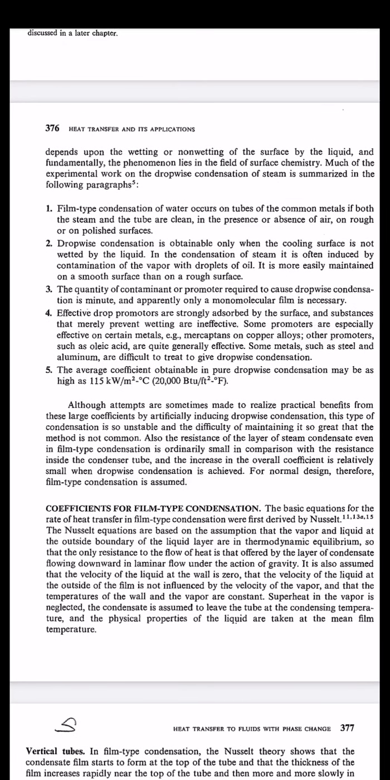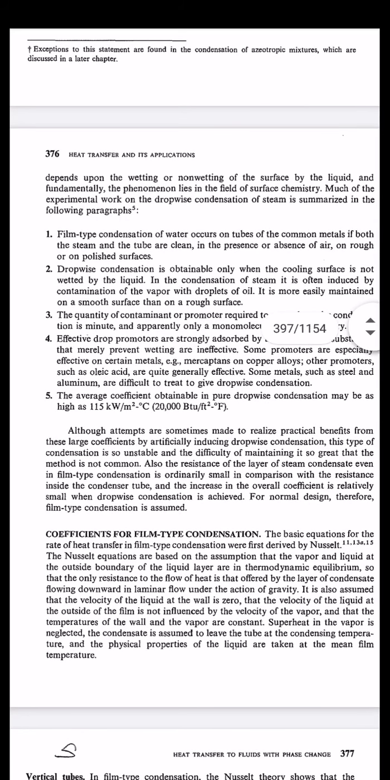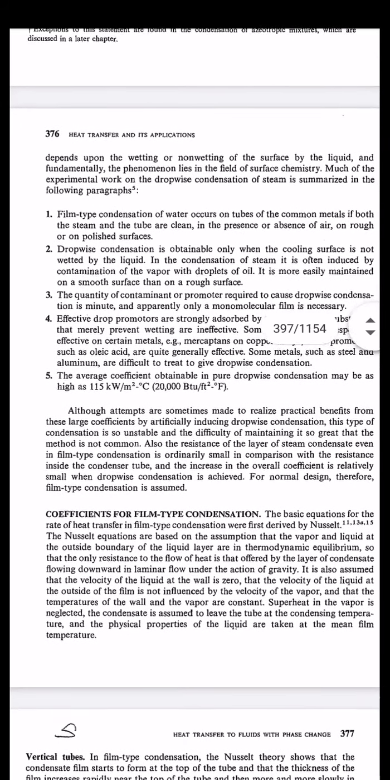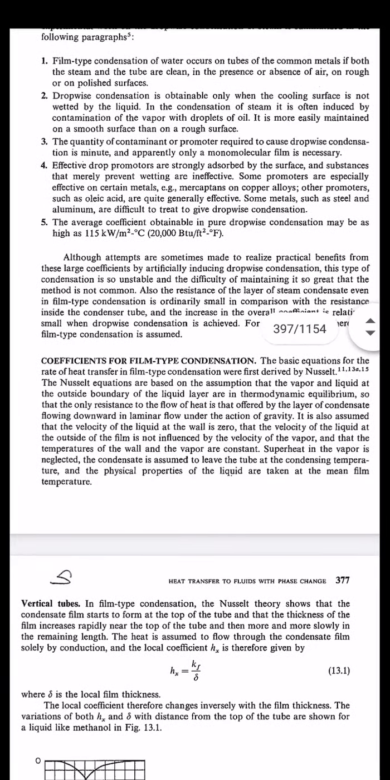Now many times the question has been asked in viva as well as in the GATE exam: what is the average coefficient obtained in pure dropwise condensation? So the answer is, it may be as high as 115 kilowatt per meter square degree Celsius. So keep this fact in mind.